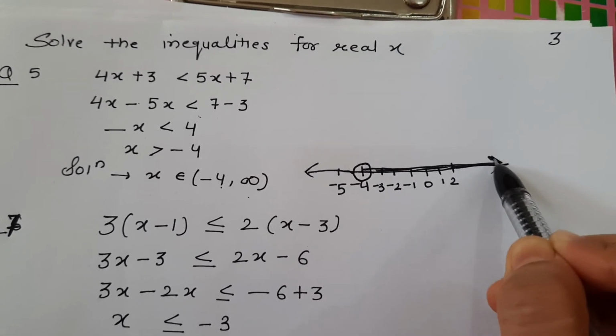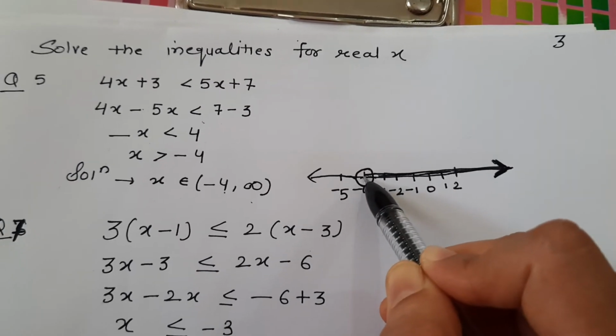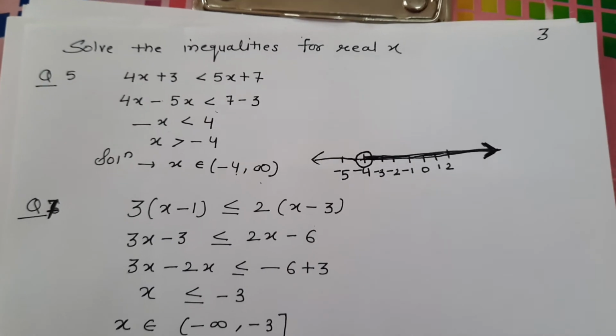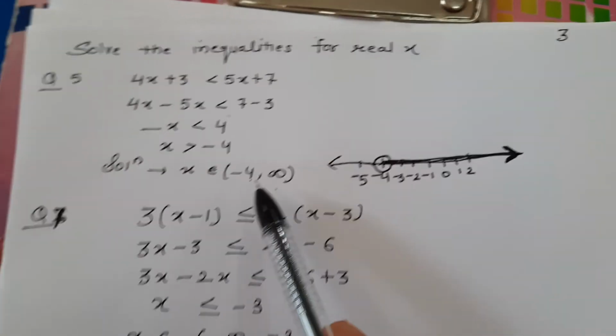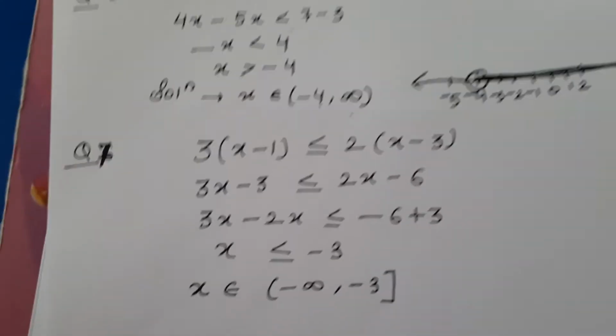And this arrow up for infinity is also included. And here I have taken the open circle because minus 4 is not included. So how will you write for the real? In interval form, minus 4 to infinity. Next question number 7. Again a similar type of question.